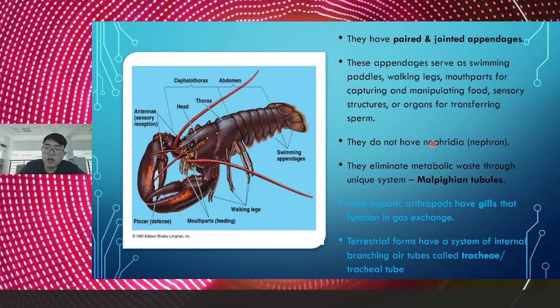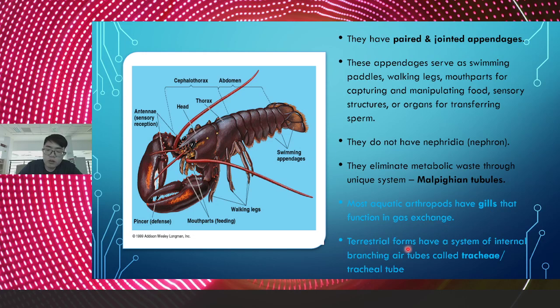And they do not have nephrons. But they have Malpighian tubules. So the excretory system for Arthropoda is through Malpighian tubules, not nephrons. Nephrons are for humans, but they are not like humans. They have Malpighian tubules. Okay, and then for aquatic Arthropoda, they also have gills that function in gaseous exchange.